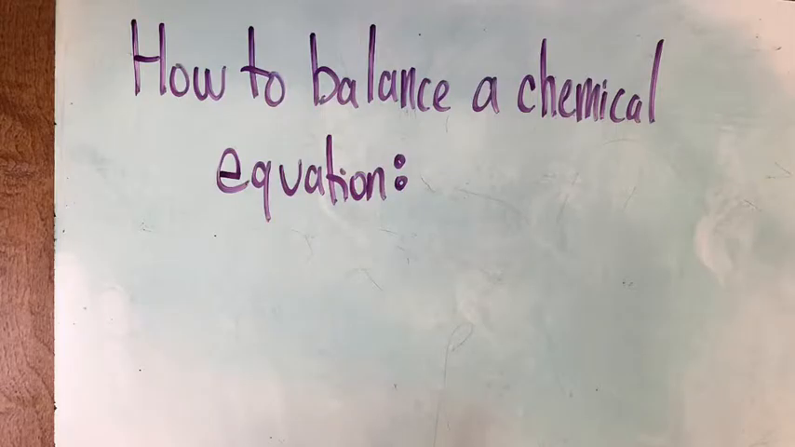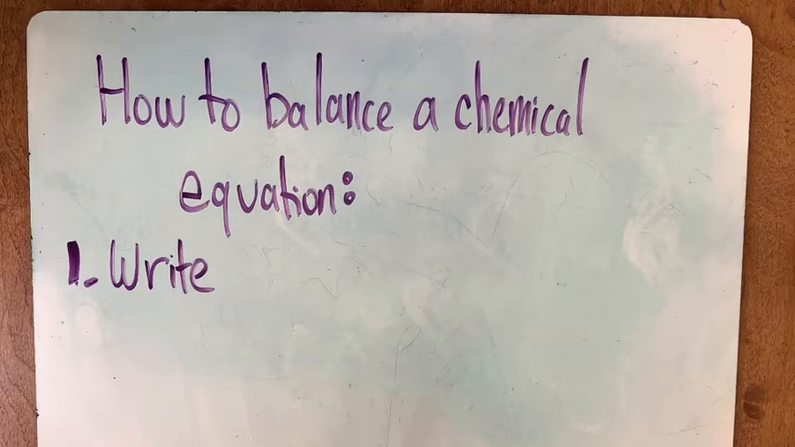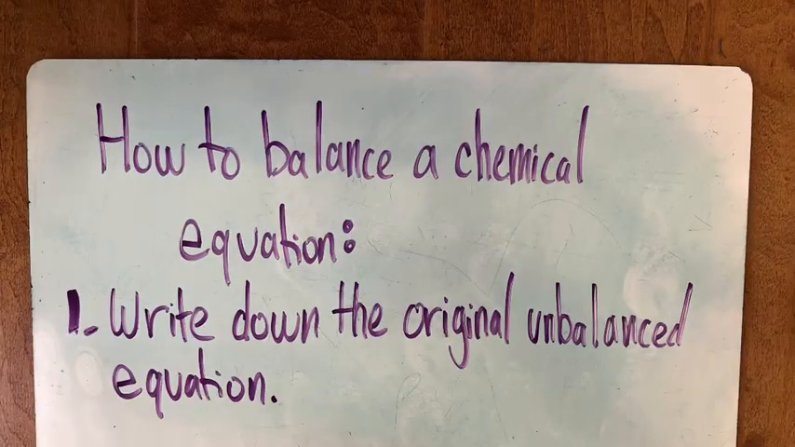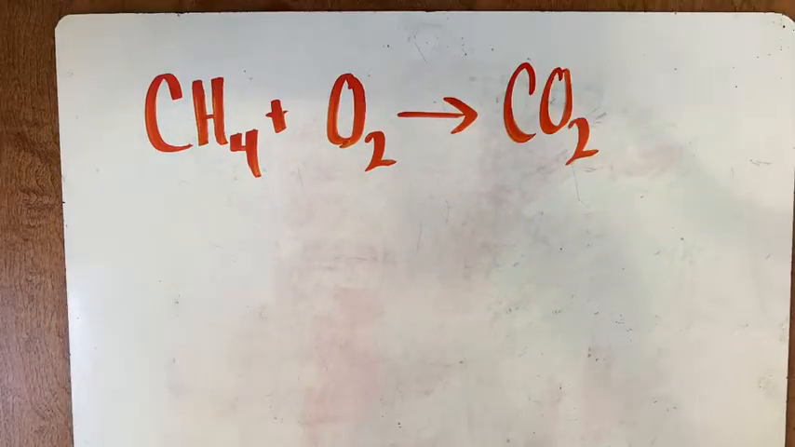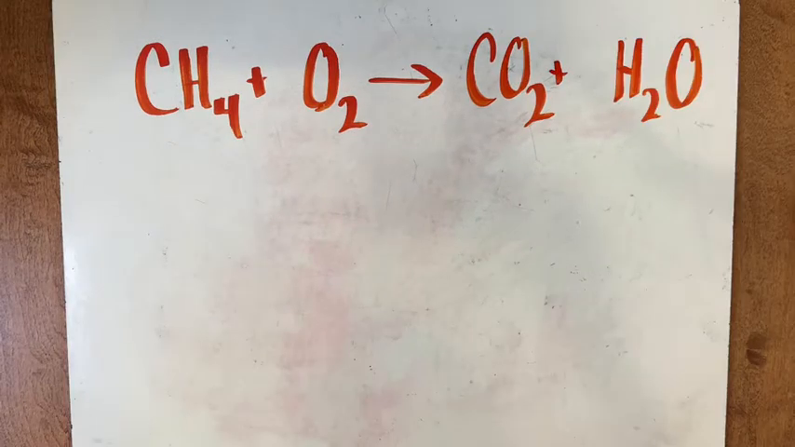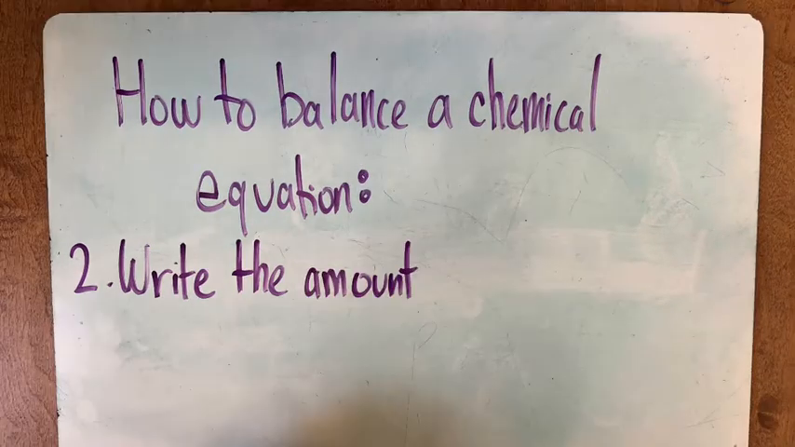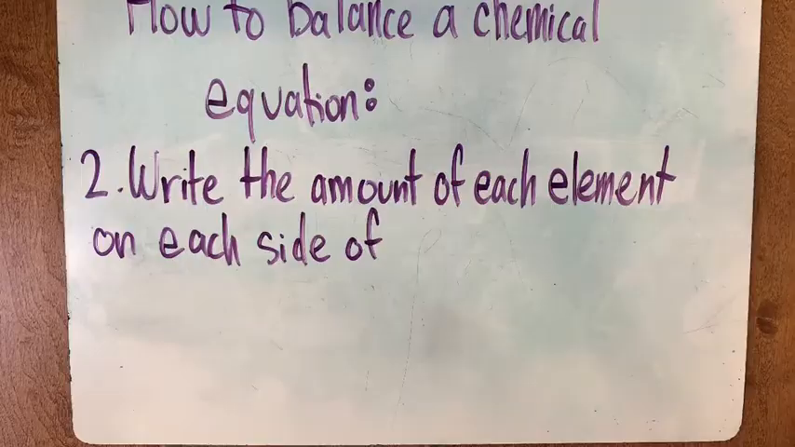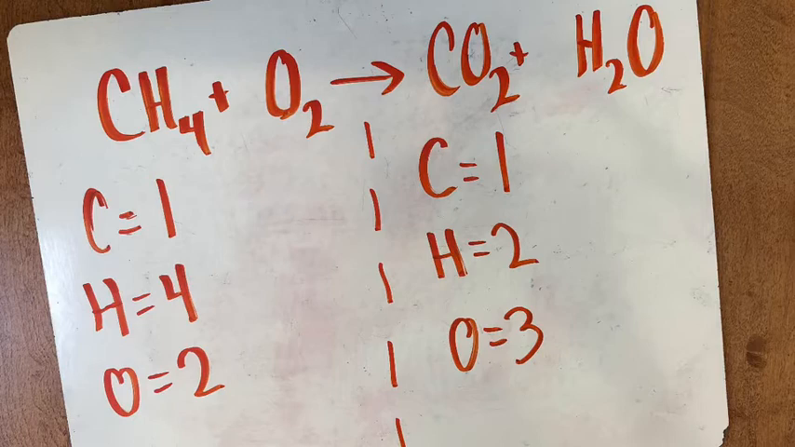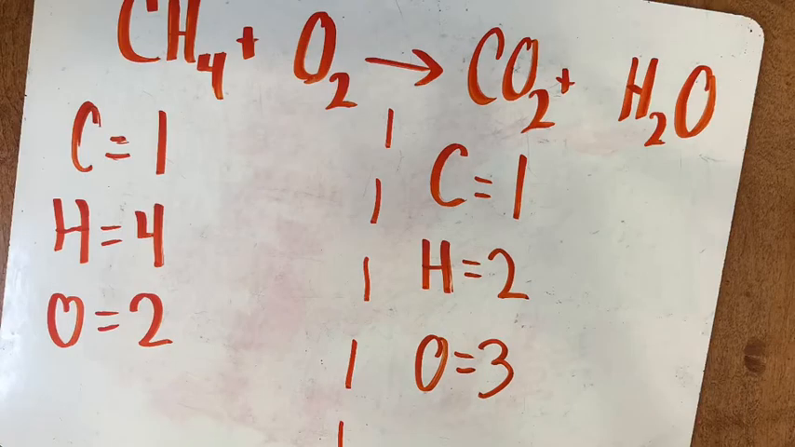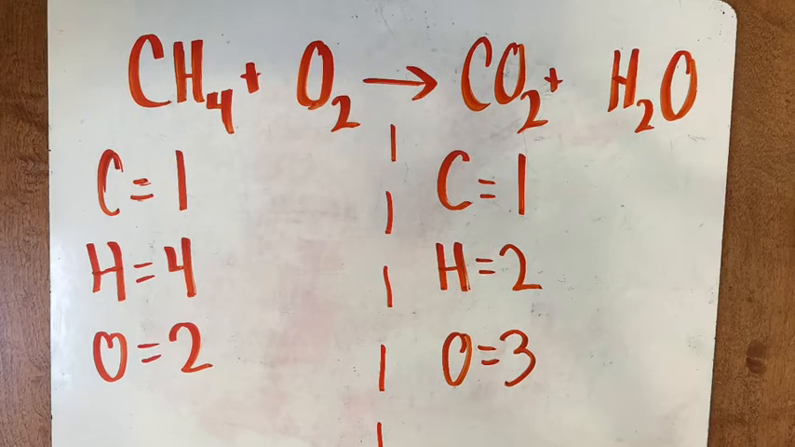Here is how you balance a chemical equation. First step, write down the original unbalanced equation. So we will be using CH4 plus O2 makes CO2 plus H2O. Step 2 is to write down the amount of each element on each side of the reaction. For our reaction, on the reactant side, there's 1 carbon, 4 hydrogen, and 2 oxygen. On the product side, there's 1 carbon, 2 hydrogen, and 3 oxygen.